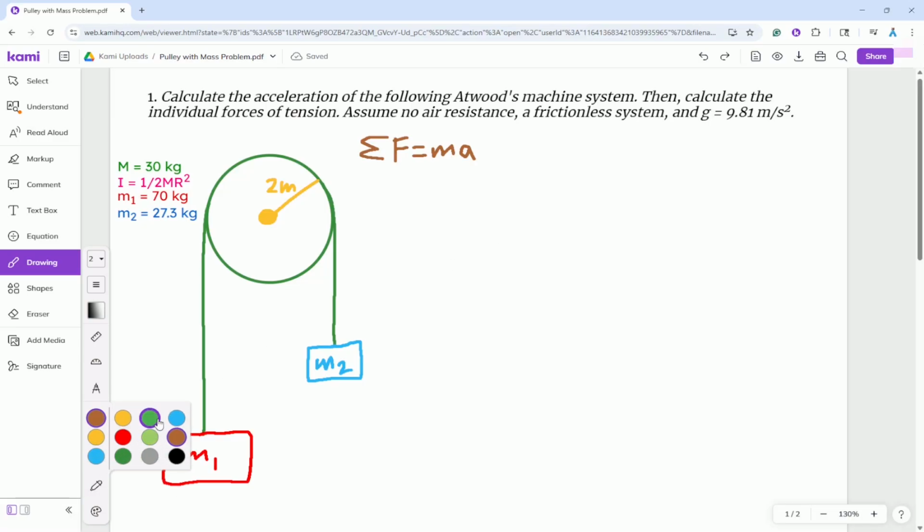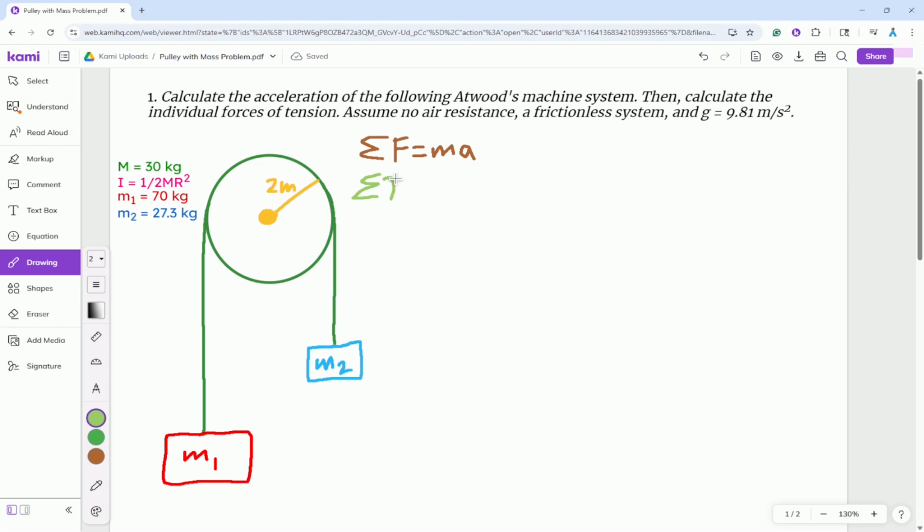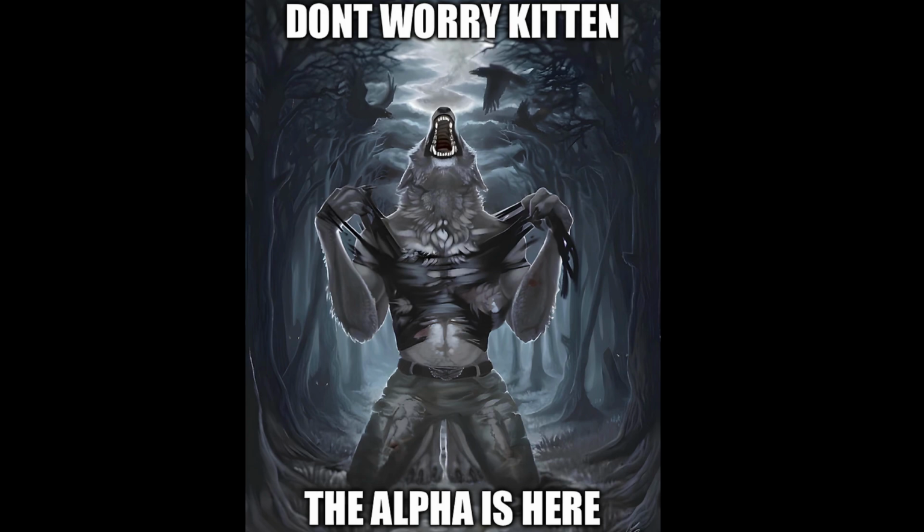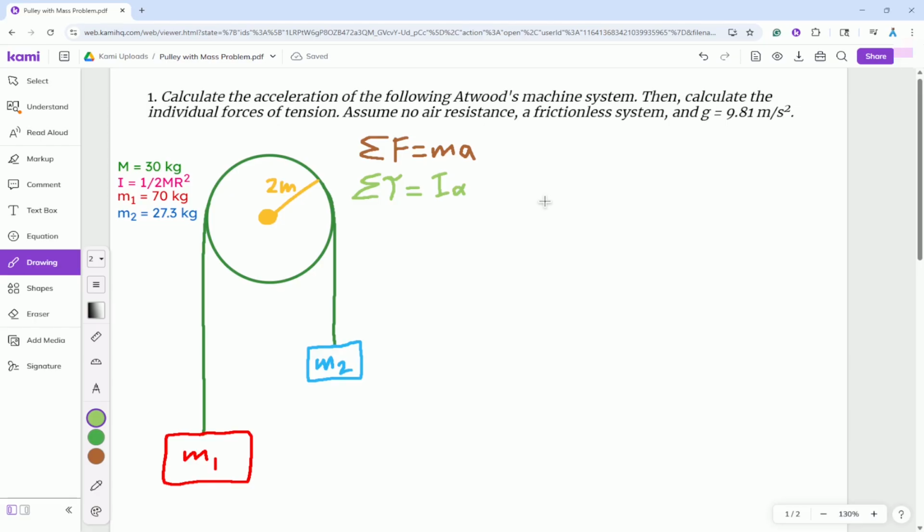But we also need another very sigma formula that I'm going to write down here too. It's going to be that sigma, yes, sigma again, tau is equal to I alpha. And no, we're not alphas yet. We have to become alphas. Right now, we're probably betas at most, because we barely know how to tackle this problem. But by the end, y'all are going to become alphas.